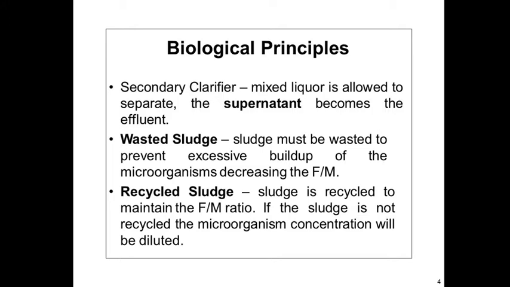Okay, so to maintain the food to microorganism ratio, we need to recycle some sludge from the secondary settling tank to the aeration tank. That is called recycling sludge. The sludge is recycled to maintain the F/M ratio, and if the sludge is not recycled, the microorganism concentration will be diluted. So that's why we need to recycle some sludge.